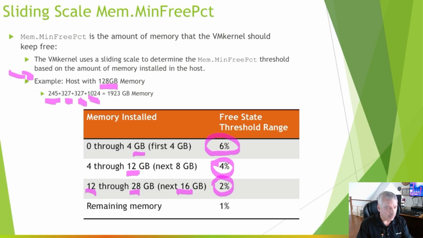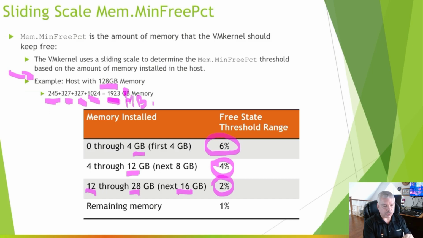So add those up. So my host would say I need to keep free just a bit over a terabyte of memory. I need to keep, sorry, not terabyte. That should say megabytes. Oops, sorry, folks. I just realized that. I should say megabytes. So it should say I need to keep 1923 megabytes free of memory. Just a bit over a gig it needs to keep free. At that point, once I start hitting that number, it's going to do things.